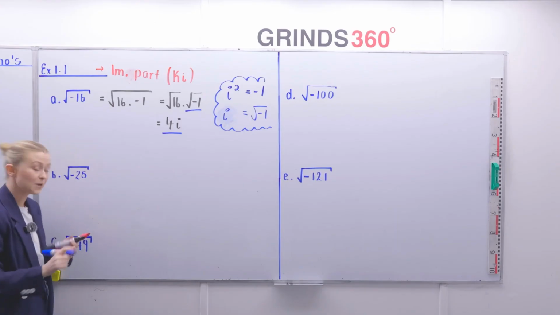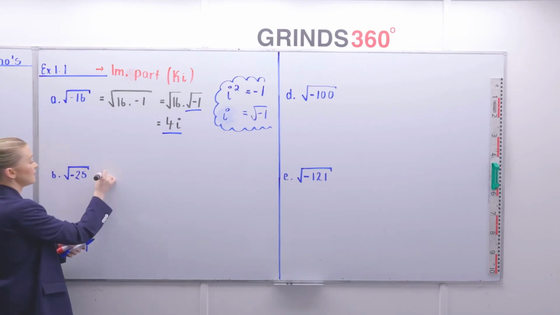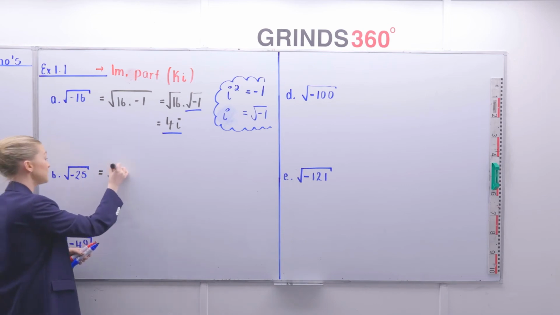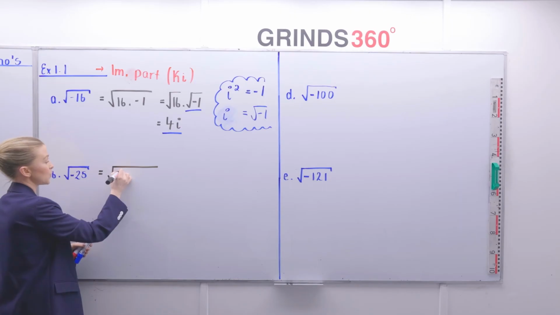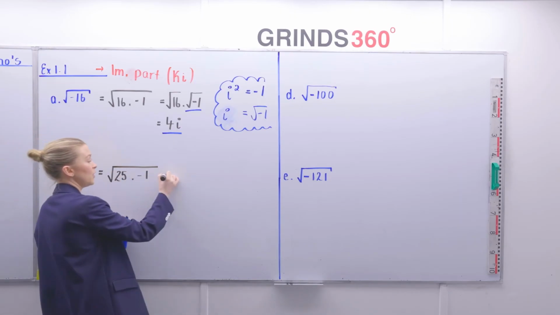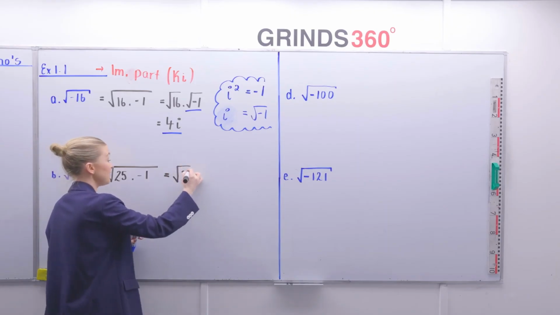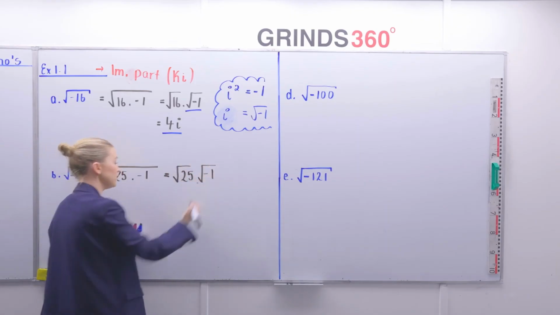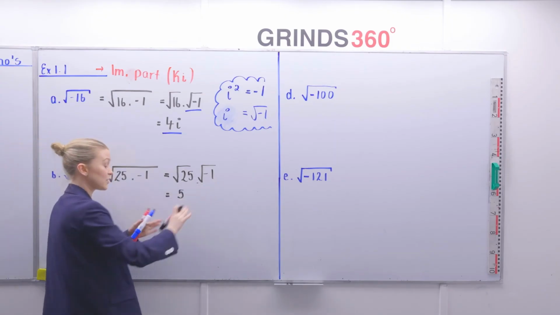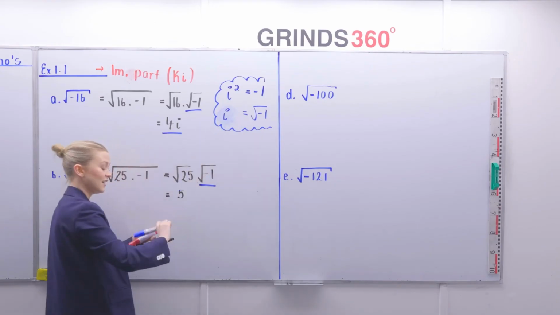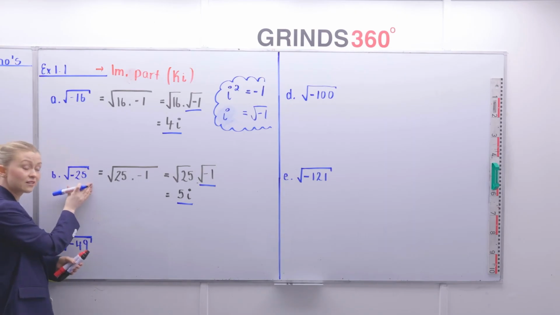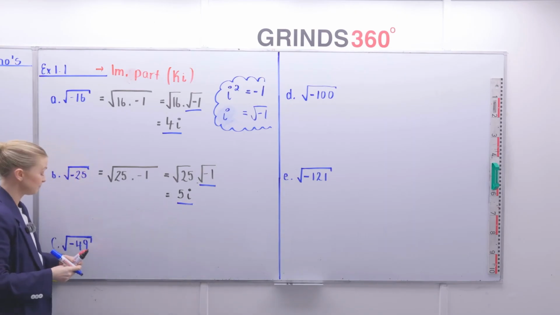Let's look at the second part here, part B. Here we have the square root of minus 25, which is the same as we said before as me saying the square root of 25 times minus 1, which is the same as saying the square root of 25 times the square root of minus 1. The square root of 25 is going to leave me with 5, and the square root of minus 1, as we know from here, is going to leave me with I. So we've made this negative square root into an imaginary part.